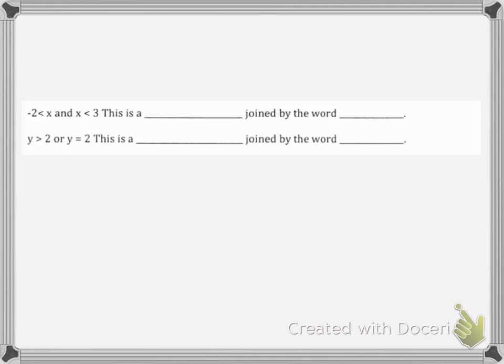Just a little review of some of this new vocab that you have. If you look at the first example, -2 less than x and x is less than 3. This is a conjunction and it is joined by the word "and." And if you look at the bottom one, y is greater than 2 or y is equal to 2. This is a disjunction and it's joined by the word "or."